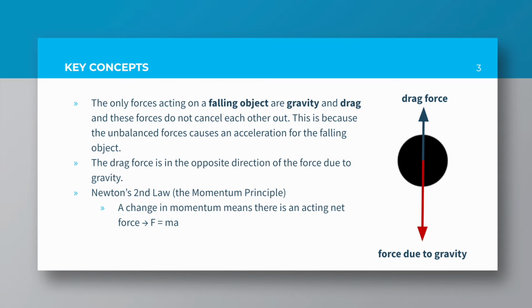So here are some of the key concepts that this lab focuses on. When an object is dropped from rest, the only forces acting on it are the forces due to gravity and the drag force. These two forces act in opposite directions and don't cancel each other out, resulting in a downward net force, which then results in an acceleration in the downward direction.